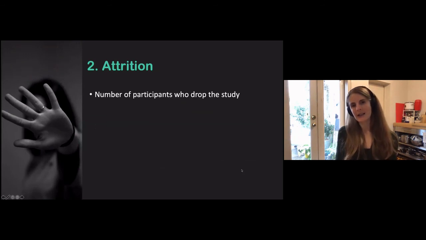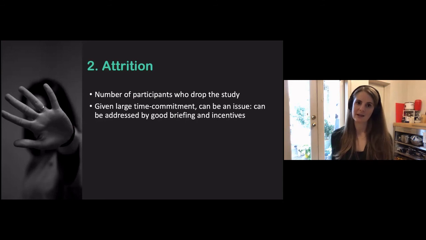The second issue to think about is attrition. And attrition here, as in other disciplines, refers to the number of participants who drop the study completely, so who decide to discontinue their participation. This is more of an issue in ESM because it's a large time commitment. So if our typical study is 10 surveys per day for a week, that's quite a lot of time to have to spend on the study when often studies are just a half-hour survey.